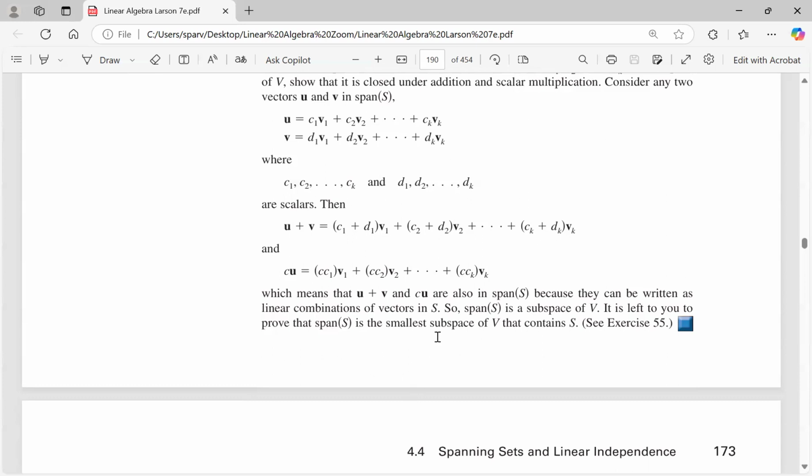Now let's see. To show that this is the smallest is exercise 55. Let me take a look at this. I'm going to pause this for a moment to see if I need to do that for you, or you can kind of do it on your own. Hold on.